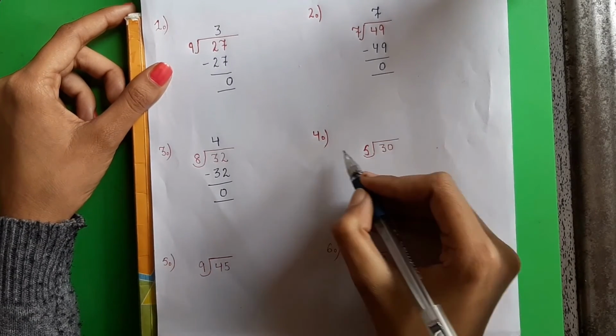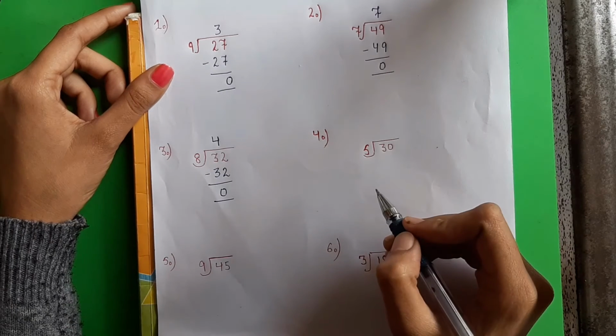Now our fourth sum is this one. We will have to divide 30 by 5.